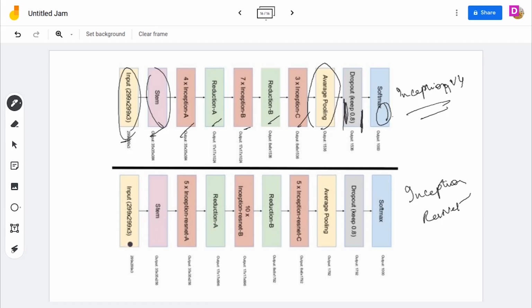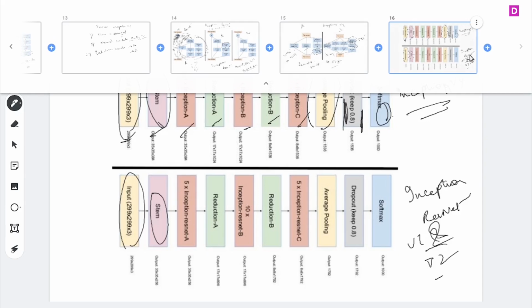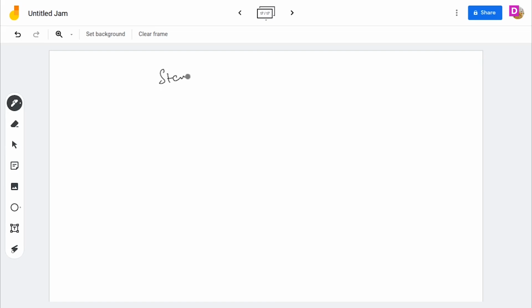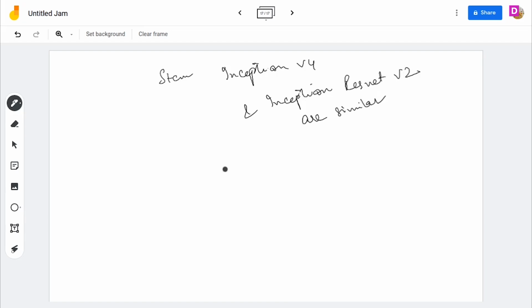This is for Inception ResNet. Here you have input. The stem is different for Inception ResNet V1 and V2. So the whole thing about this is the stem is different. Let me just write this and make this clearer. The stem of Inception V4 and Inception ResNet V2 are similar, and the stem of Inception ResNet V1 is different from this.